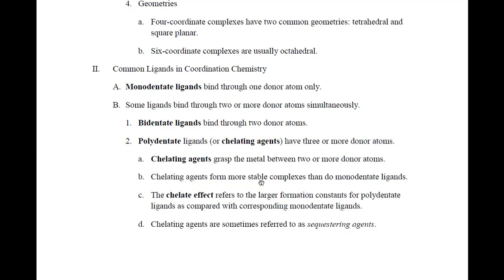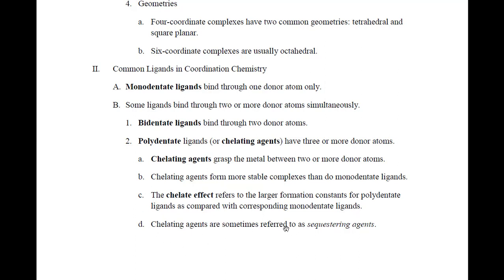So chelating agents grasp the metal between two or more donor atoms on the same molecule. So the molecule has two lone pairs of electrons on different parts of the molecule that are going to coordinately, covalently bond to the metal. So again, I apologize here. Polydentate, three or more, but chelating is two or more donor lone pairs of electrons. All right, and so chelating agents form more stable complexes than do monodentate ligands, and the chelate effect refers to the larger formation constants for polydentate ligands as compared to corresponding monodentate ligands.